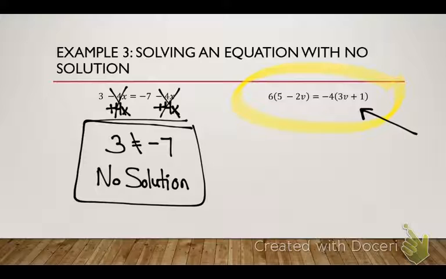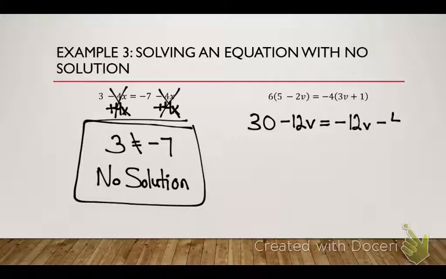And once I distribute it, now it's going to open up and I can see that my variables are the same value. Okay, go ahead and distribute this equation. So distribute the 6 and distribute the negative 4. All right, so everyone with me? 6 times 5 is? 30. 6 times negative 2v? Negative 12v. Negative 4 times 3v? Negative 12v. And negative 4 times 1? Negative 4. Awesome.